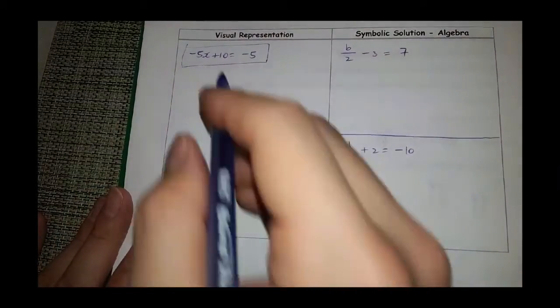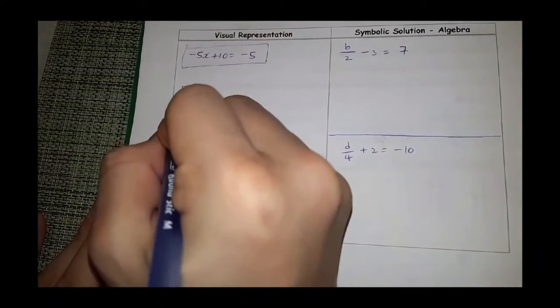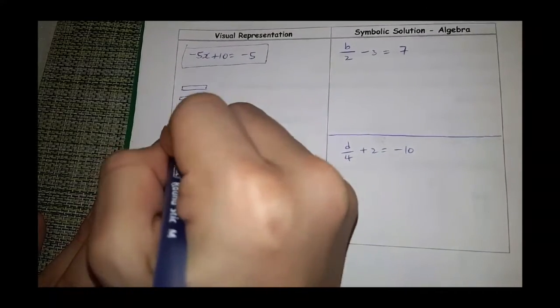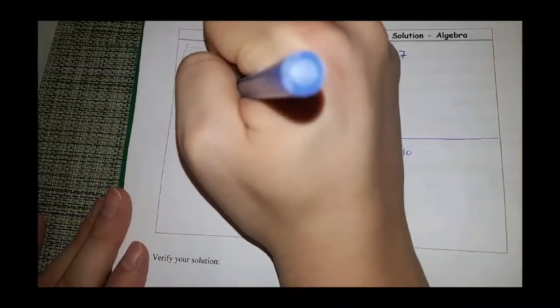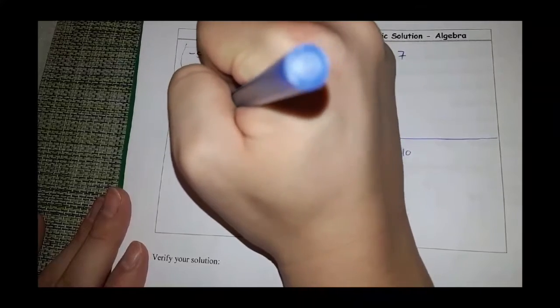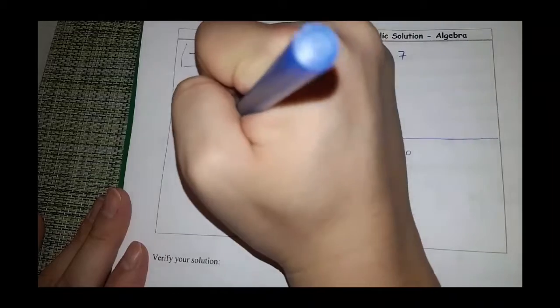On the left side, I have negative 5x, so that means empty strips, 5 of them. Like that. And 10: 1, 2, 3, 4, 5, 6, 7, 8, 9, 10 colored.